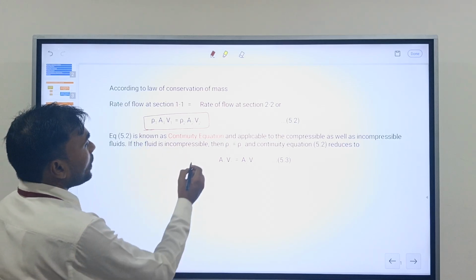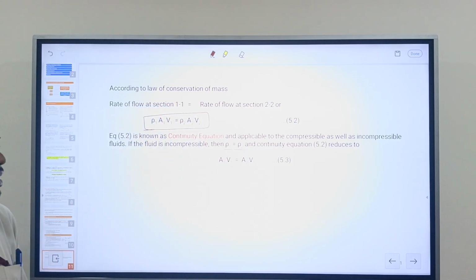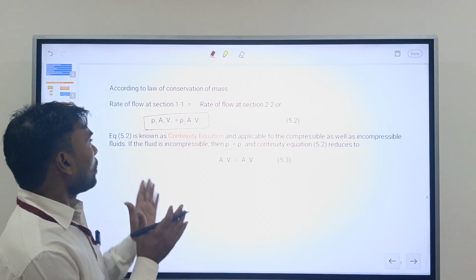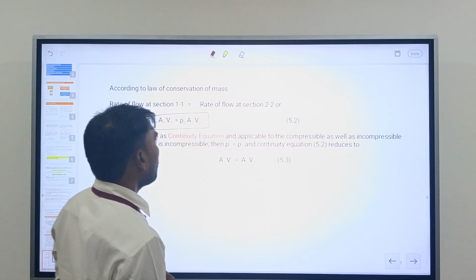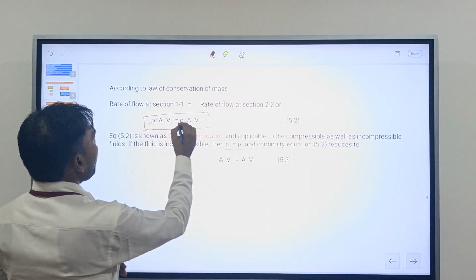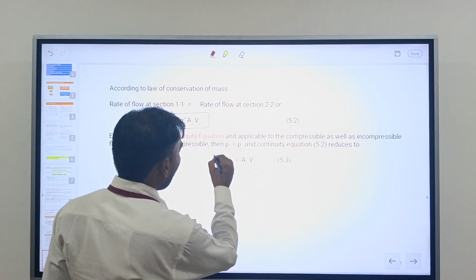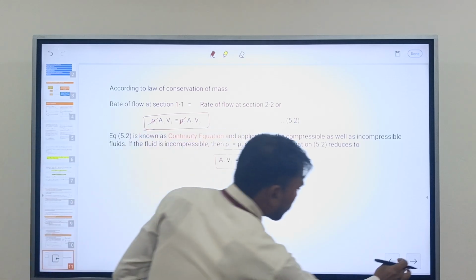Okay. If the density of fluid is constant and same, then its value will be equal at these two sections. So ρ1 will be equal to ρ2. In that case, ρ1 and ρ2 will be cancelled out. So final equation will be A1 V1 equal to A2 V2. Okay.